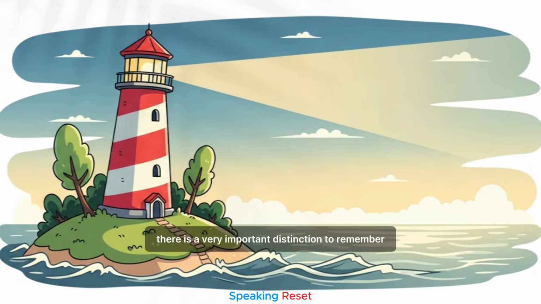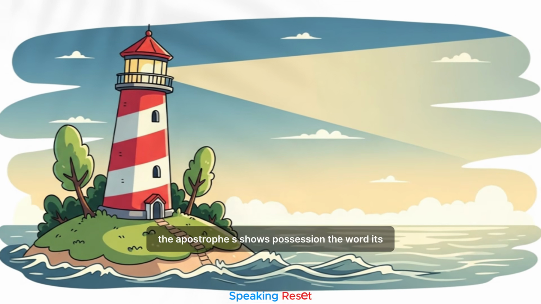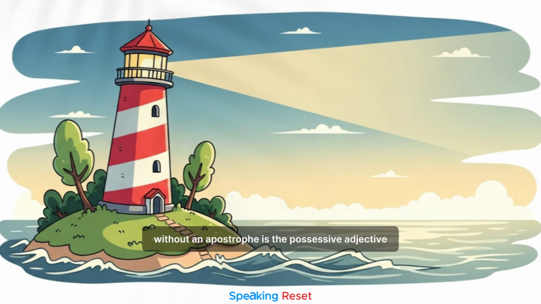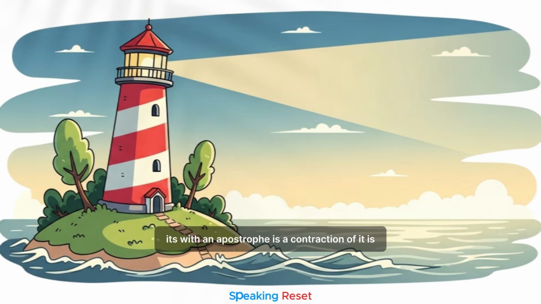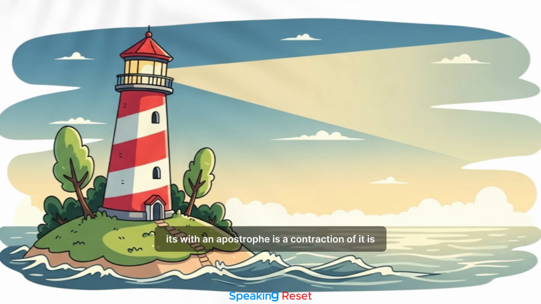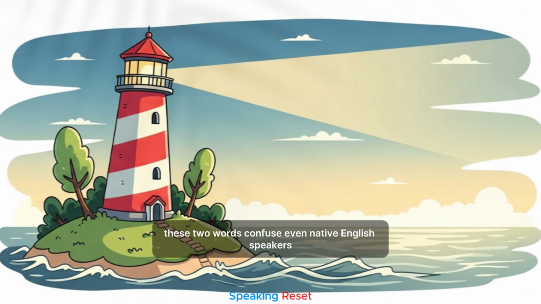There is a very important distinction to remember. The apostrophe s shows possession. The word its without an apostrophe is the possessive adjective. It's with an apostrophe is a contraction of it is. These 2 words confuse even native English speakers.